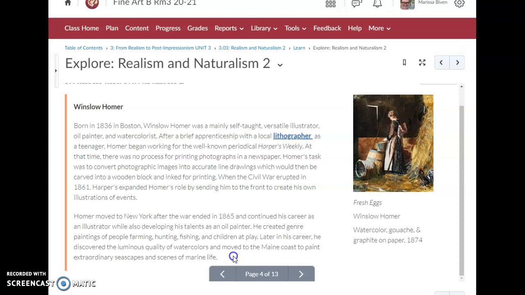So after the war's over, he goes to New York and continues illustrating, and he starts oil painting. He makes paintings of people farming, hunting, fishing, and kids playing. And then even later in his career, he discovers he really likes watercolors. And so he moves to Maine to live on the coast and paint extraordinary seascapes, which is like a landscape, but featuring the ocean, and scenes of marine life. So animals and plants that live in and around the ocean.